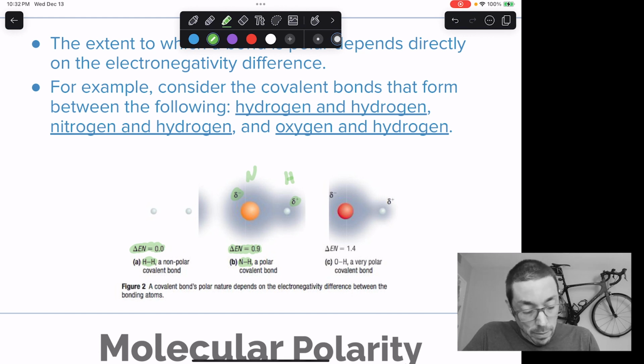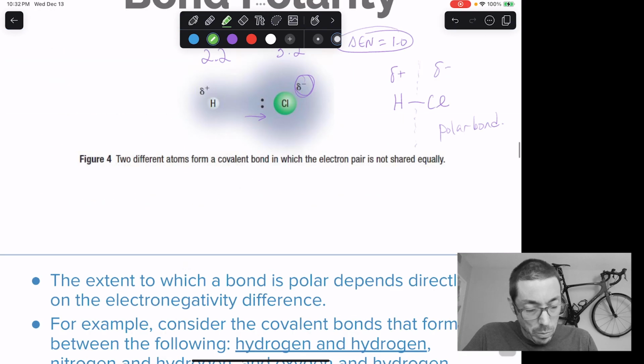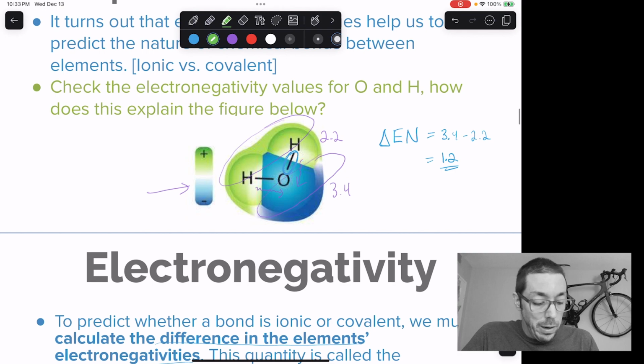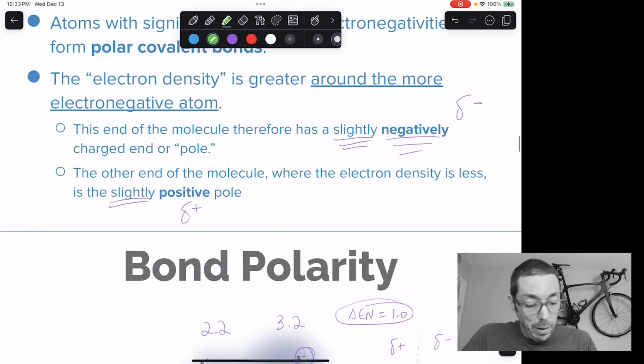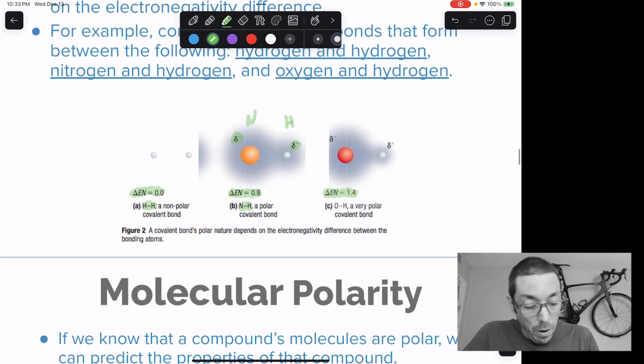We saw that it had a difference of, well, this image is telling us 1.4. I think it was 1.2 that we calculated above. Yeah, so you might see slightly different electronegativity values depending on your source. But anyway, this is saying 1.4 for the O-H bond, and this is the most polar out of these 3 examples.